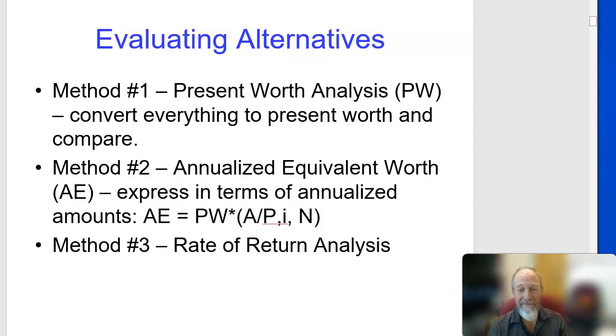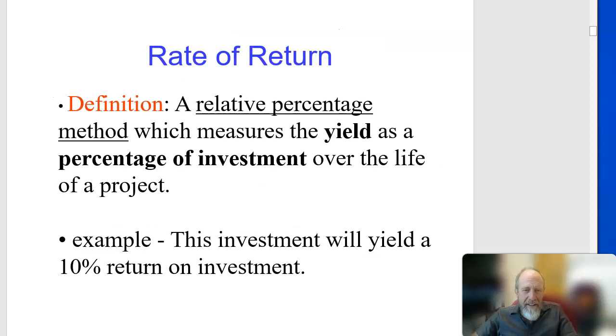Well, there's a third method, rate of return. Okay, really? We need another one? Well, yeah, we do, and there's a reason for that. First, let's talk about what this actually is. It's a relative percentage method, which measures the yield as a percentage of investment over the life of a project.